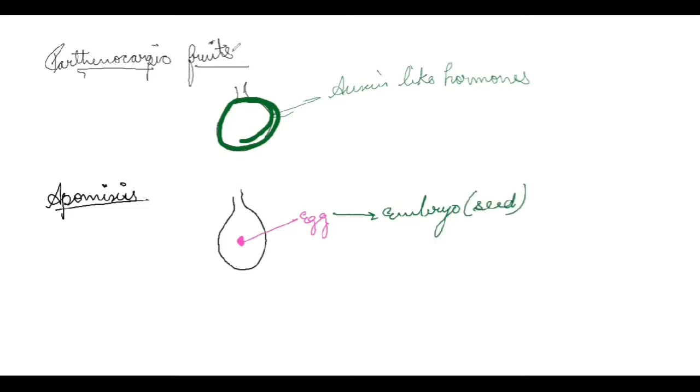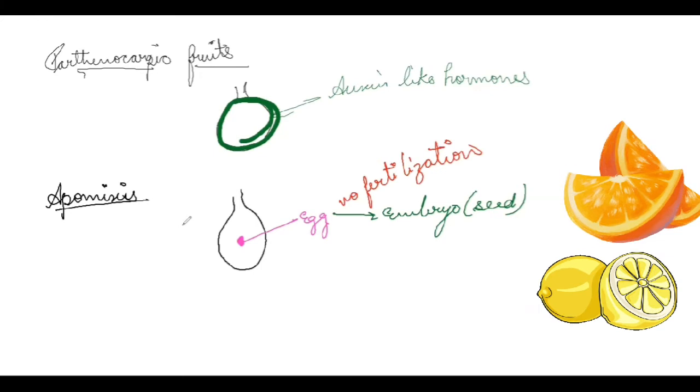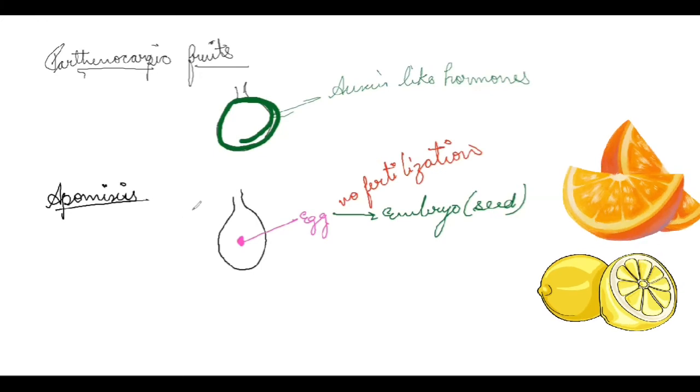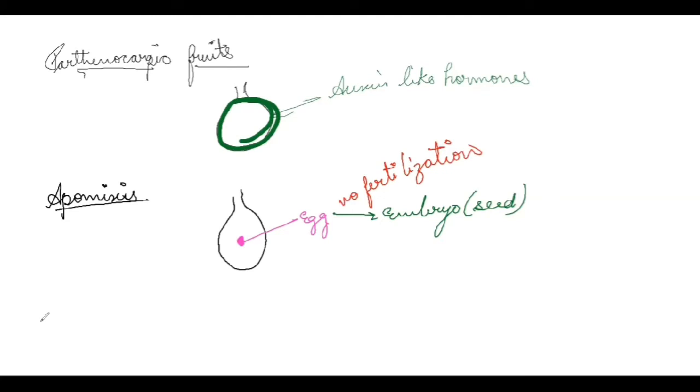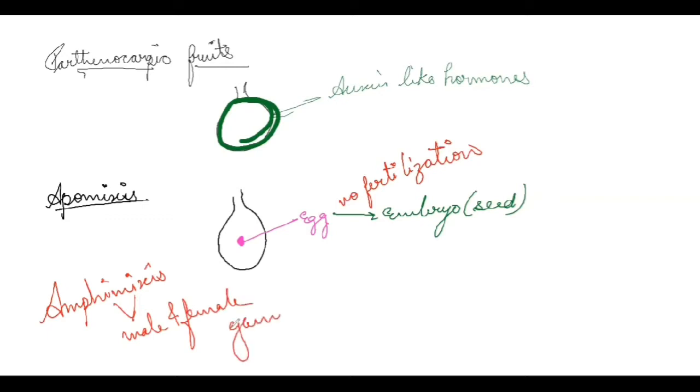What is not happening here? No fertilization is there, meaning fertilization is not occurring here. No fertilization. The egg cell becomes the seed, the egg cell forms the embryo, and such kind of fruit formation is known as apomixis. You get to study another term that is amphimixis. This amphimixis means male and female gametes fusion.